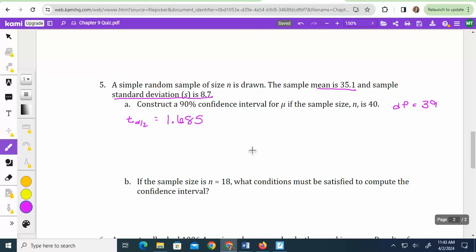Everybody make sure you can find that. And then our formula, under chapter 9, our confidence intervals, which is x bar plus or minus the T alpha over 2, so we already have the x bar, we already have the T alpha over 2, times s over the square root of n. So we have everything we need. The sample mean was 35.1. T alpha over 2, 1.685. Standard deviation was 8.7. Divided by the square root of n, which was 40.